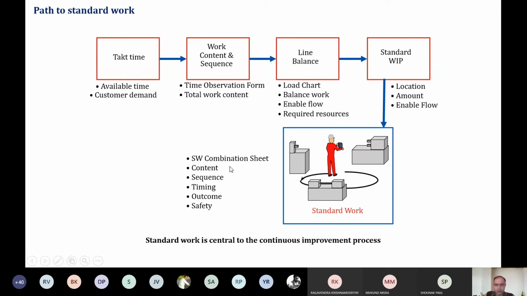Standard work can be done by using combination sheets. We can plan accordingly, like a timetable: what the work content is, what the sequence of operations to be adopted is, what timing is to be given for each and every equipment, what the outcome will be, and how safely the job can be performed. So this is the path to standard work.